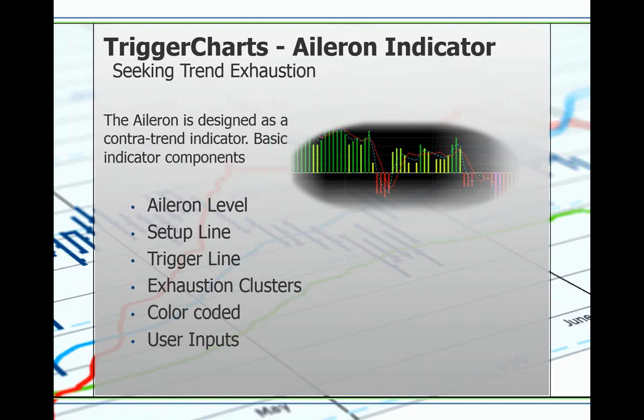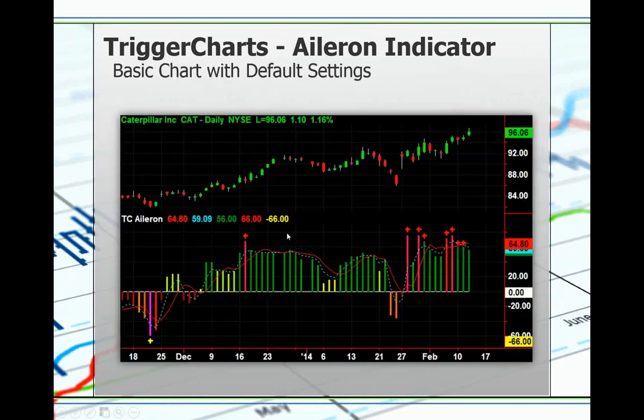There's color coding that gives you indications, and again, customizable user inputs. So these are some of the basic things that we're talking about, and then we're going to get into each of these and take a look at what they mean. Here's an example of a particular chart. Here's an example of what Caterpillar looks like.